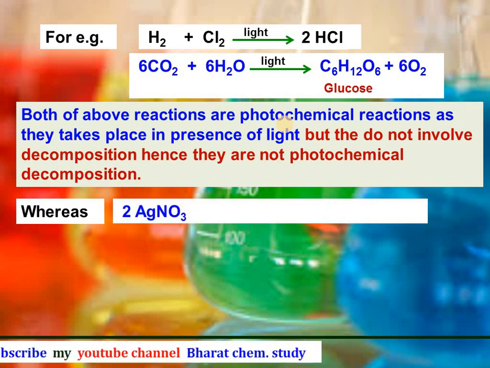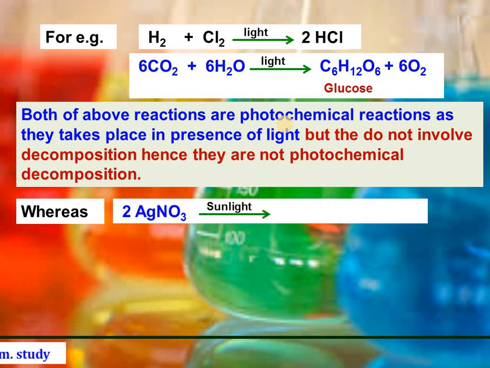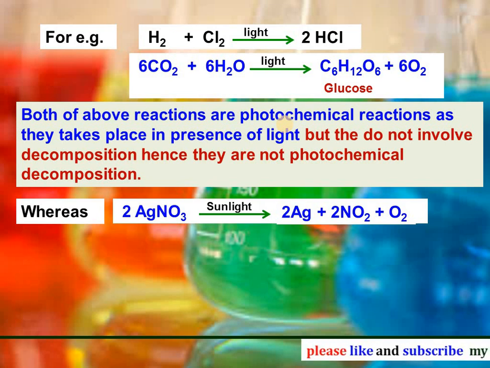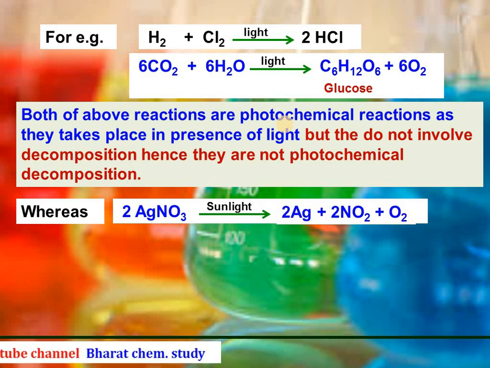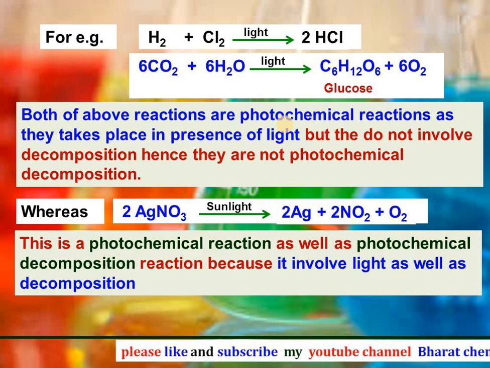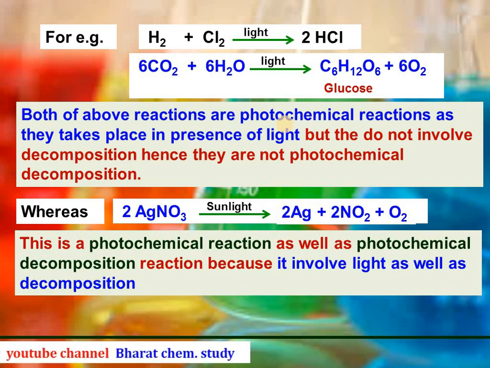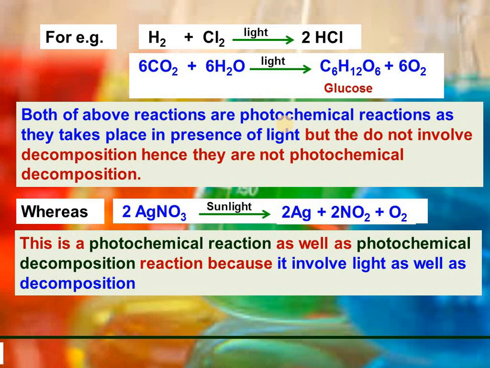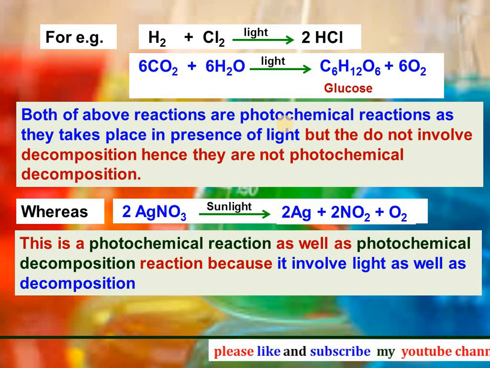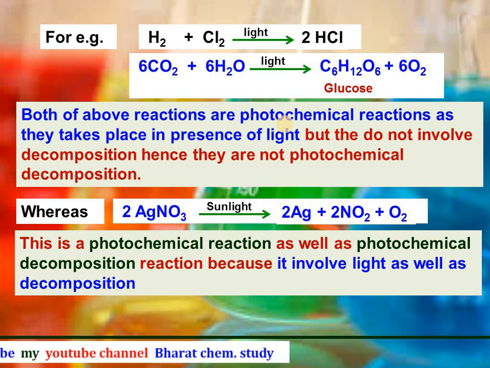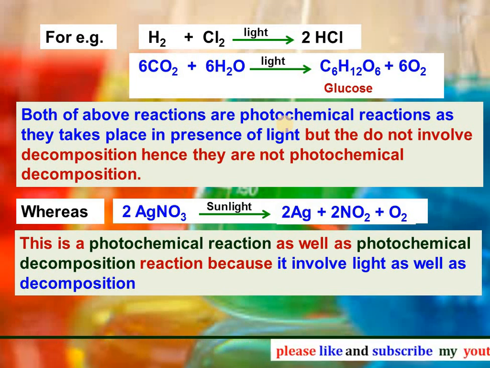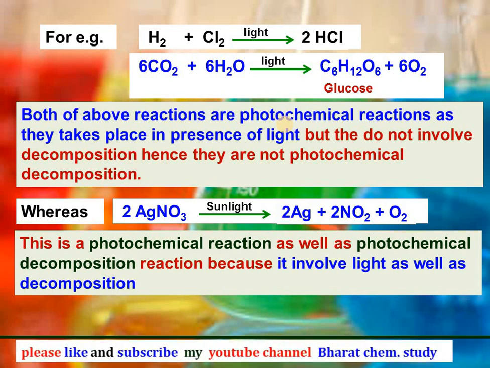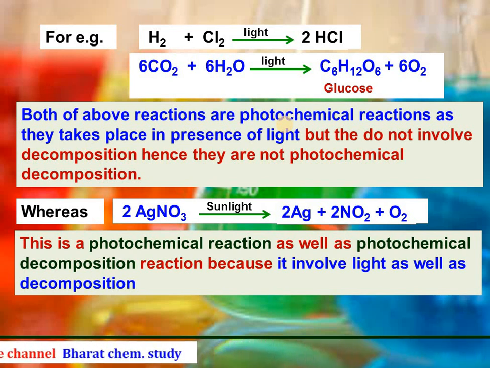Whereas when silver nitrate decomposes in the presence of sunlight to give silver, nitrogen dioxide and O2, in this reaction the reactant is one but the products are more. It is a photochemical reaction as well as photochemical decomposition because it involves light, therefore it is a photochemical reaction, and it also involves the decomposition of silver nitrate, therefore it is also called photochemical decomposition. So this is the basic difference between photochemical reaction and photochemical decomposition.